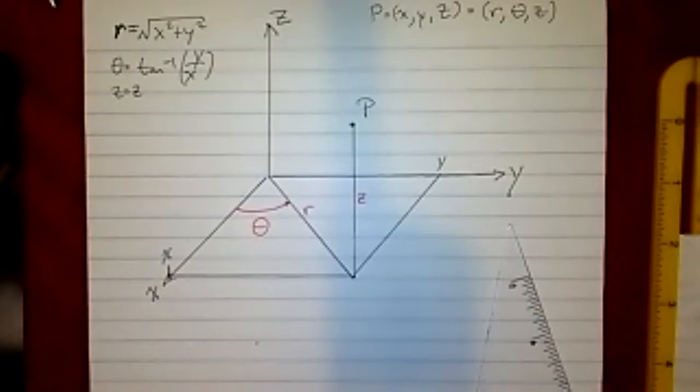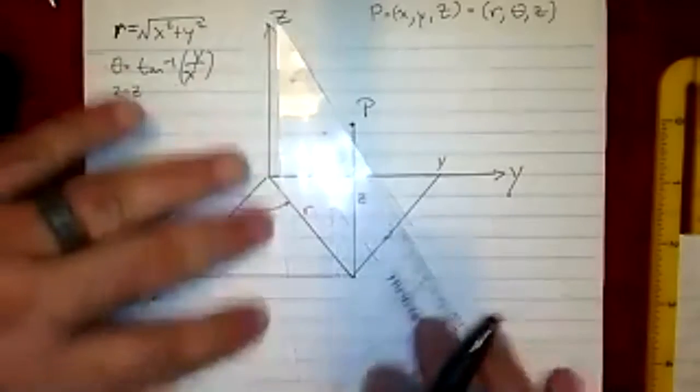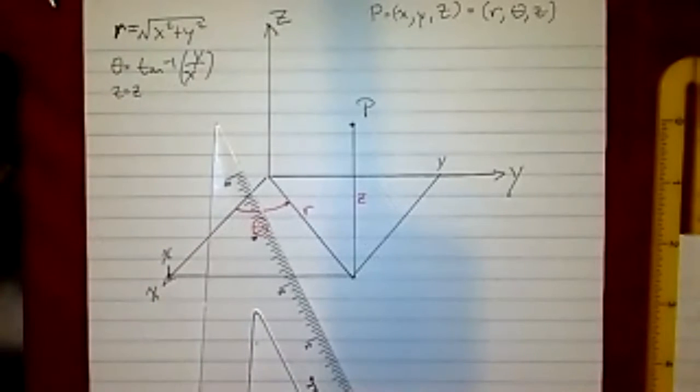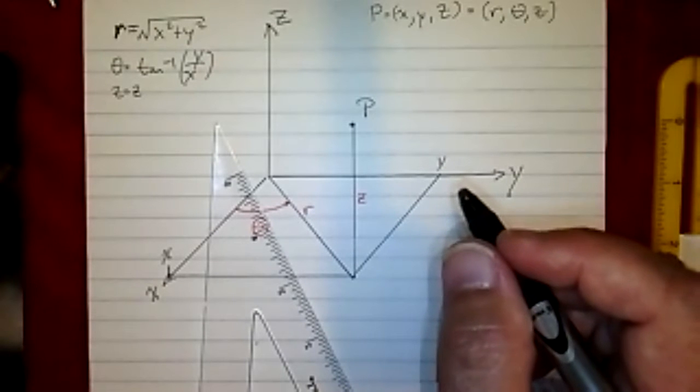So that's the way you can convert to r, theta, and z from x, y, z. Later, I'll give you some stuff to help you figure out how to get from r, theta, and z back to x, y, and z. Okay. Now, we also want to talk about what happens if I decide to vary this a little bit.